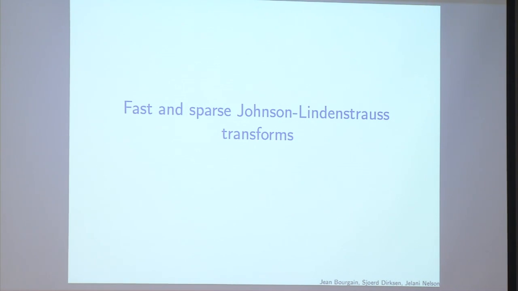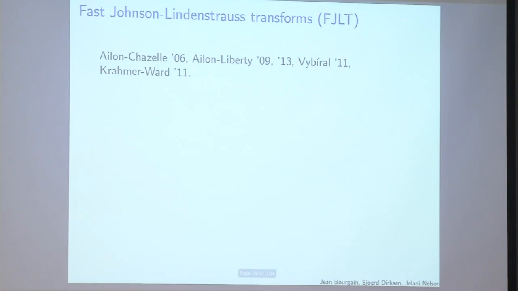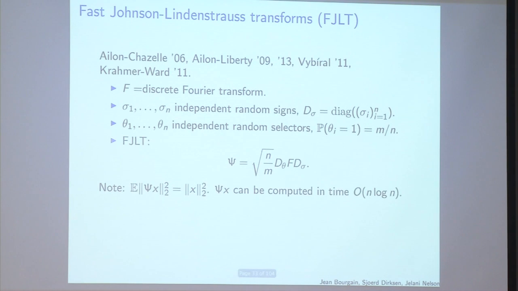So there are basically two lines of thought here: fast Johnson-Lindenstrauss transforms and sparse Johnson-Lindenstrauss transforms. Let me mention the first one briefly. This idea came from a paper of Ailon and Chazelle, and was later more developed. And I can be rather brief about this.